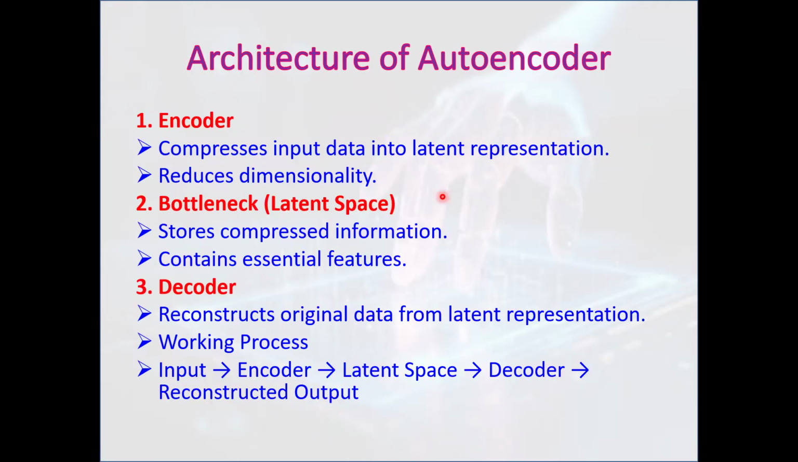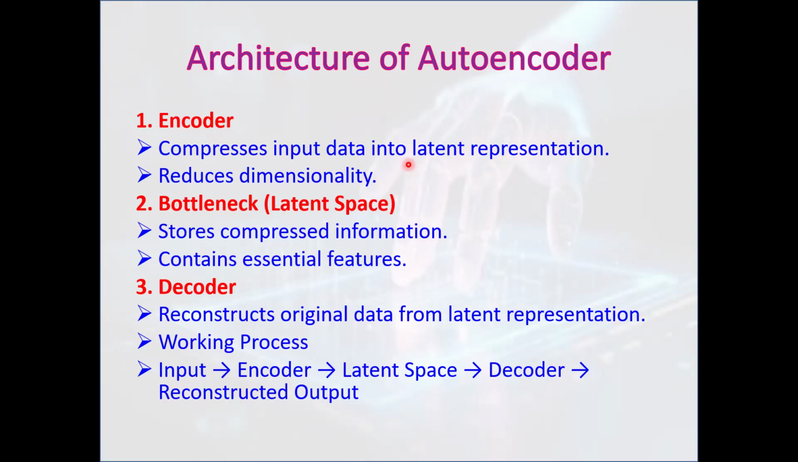And the architecture of the autoencoder consists of three main parts: encoder, bottleneck, that is latent space, and decoder. So the function of the encoder is that it is responsible for transforming the input data into a compressed representation. It progressively reduces the dimensionality of the data while preserving important information needed for reconstruction.